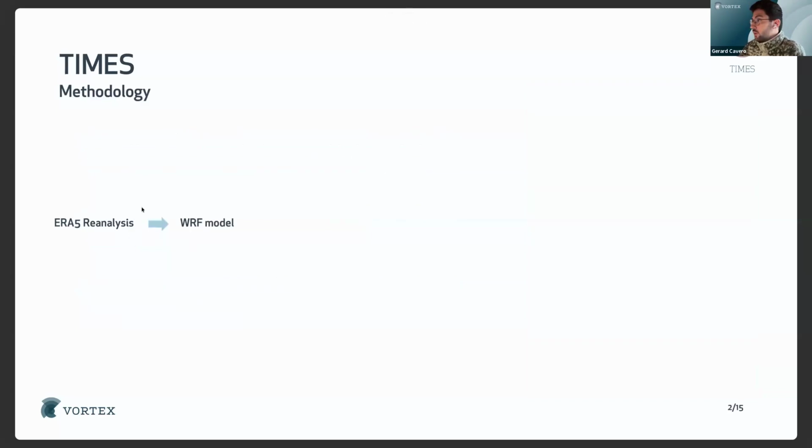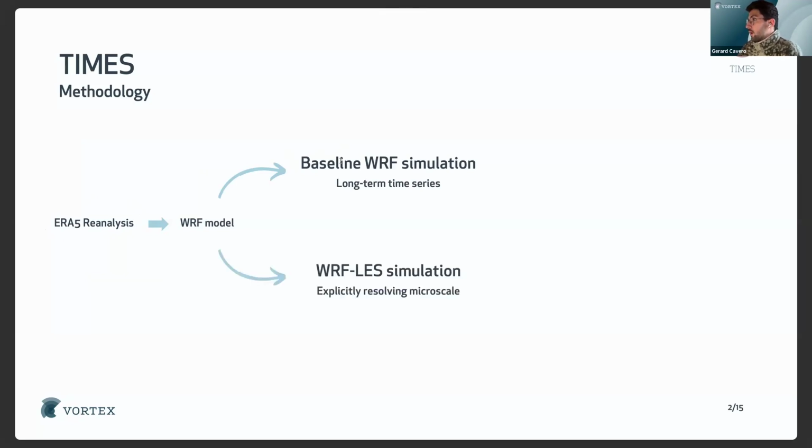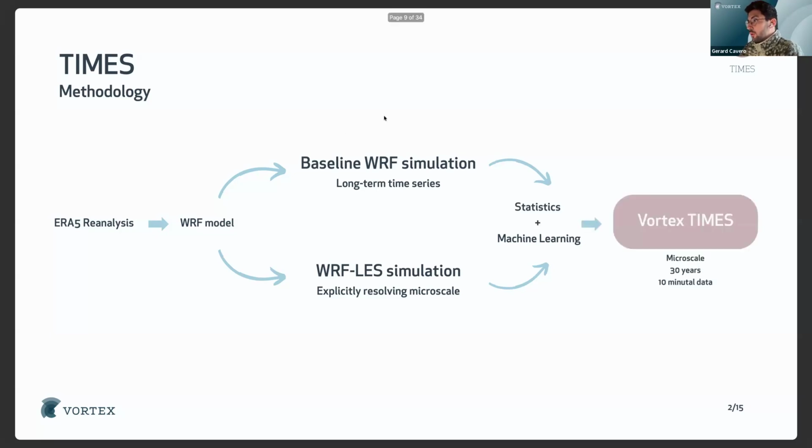As Marvin said, we always use ERA5 analysis since it's the most accurate global analysis. At least it has the best horizontal and temporal resolution. We use the WRF model to downscale it, and basically we first run this baseline WRF simulation, which is the long-term time series that covers the whole period of Vortex Times. In parallel, we run a second WRF LES simulation that explicitly solves the microscale and the local effects. Combining these two simulations with some statistical and machine learning approaches, we can improve the baseline simulation with a well-grounded turbulence description. This results in Vortex Times, this microscale, long-term, 10-minute time series.